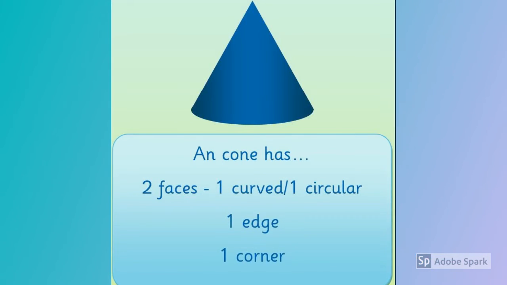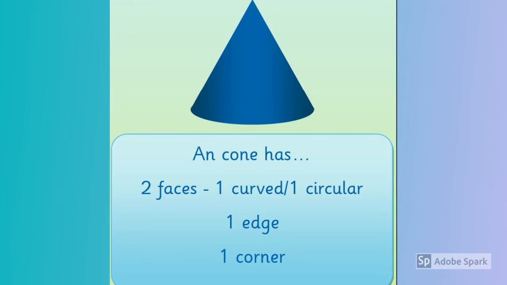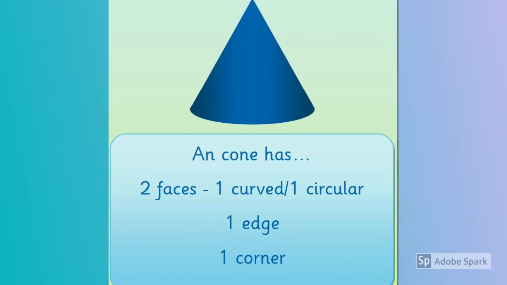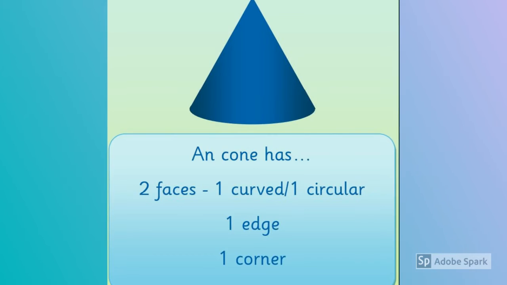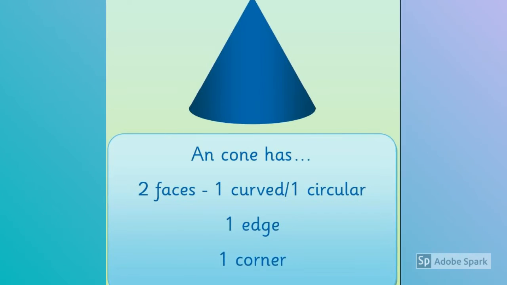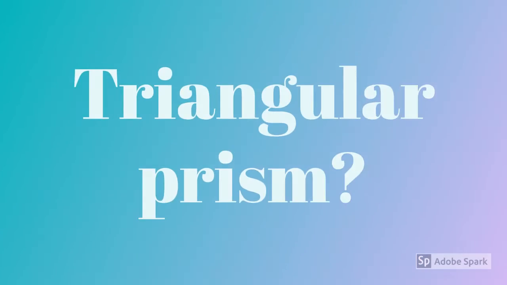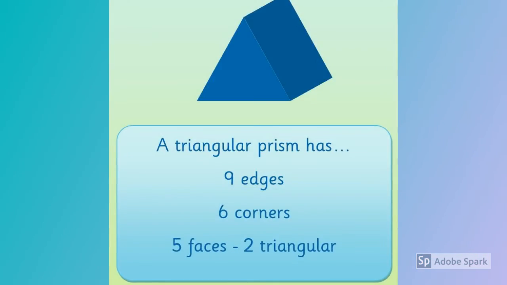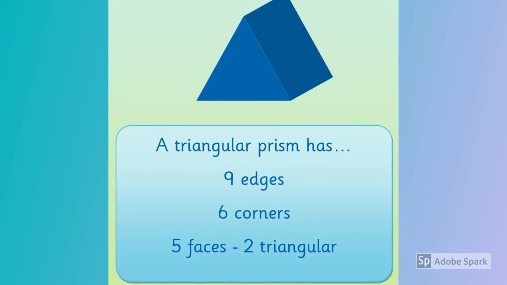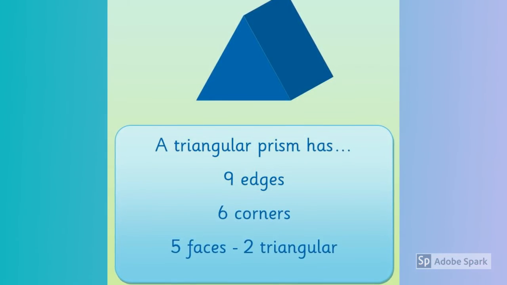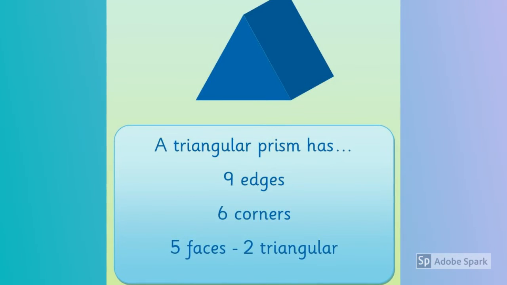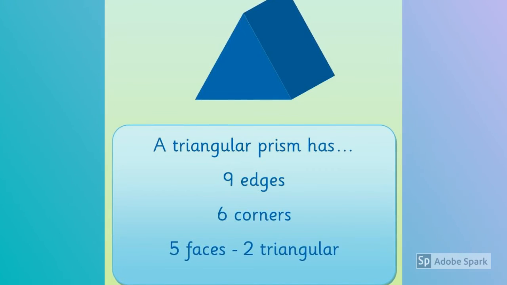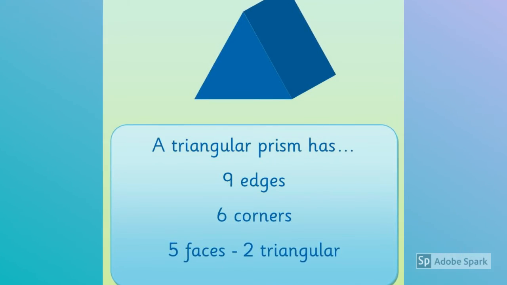A cone has 2 faces, one curved and one circular at the bottom. It has one edge and one vertex right on the top. Can you tell me about a triangular prism? A triangular prism, which is the shape of one of my favourite chocolates, has 9 edges, 6 vertices or corners, and 5 faces. Can you tell me what the shape of the faces are? That's right, they're made out of 2 triangles and 3 rectangles.